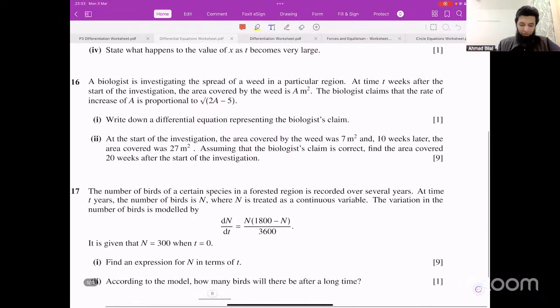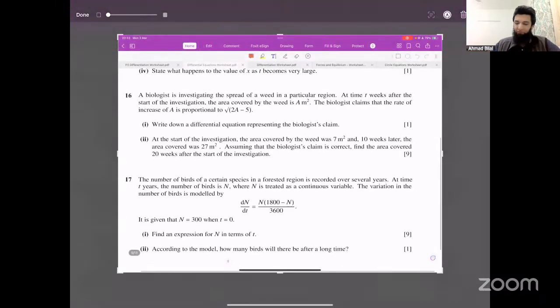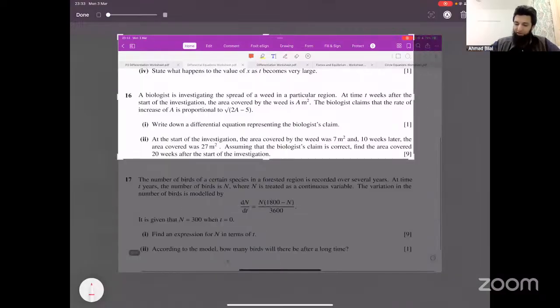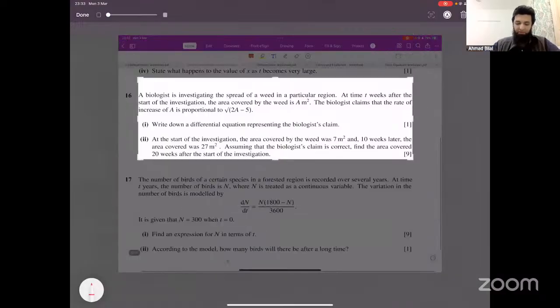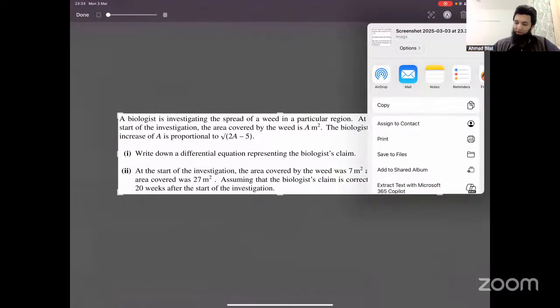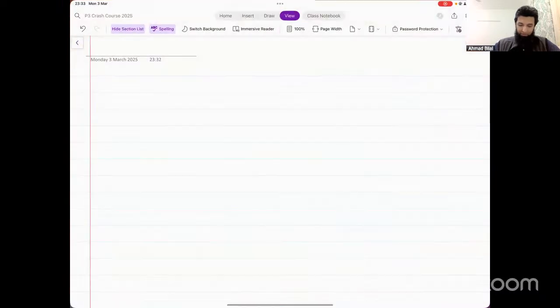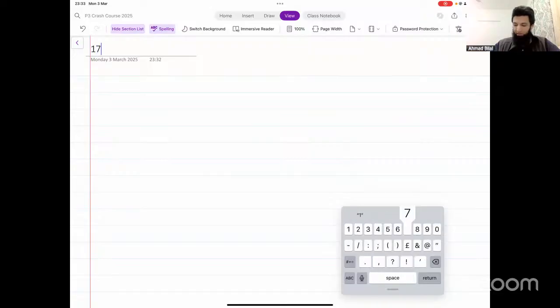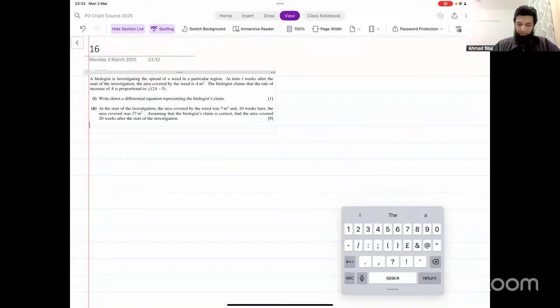Okay, I would want to do a couple in which we have to form differential equations as well. We did a couple of examples last time as well, but I would want to do at least one more where we have to form a differential equation ourselves. So if you have one of those questions, let me know about that as well. Question number 16.